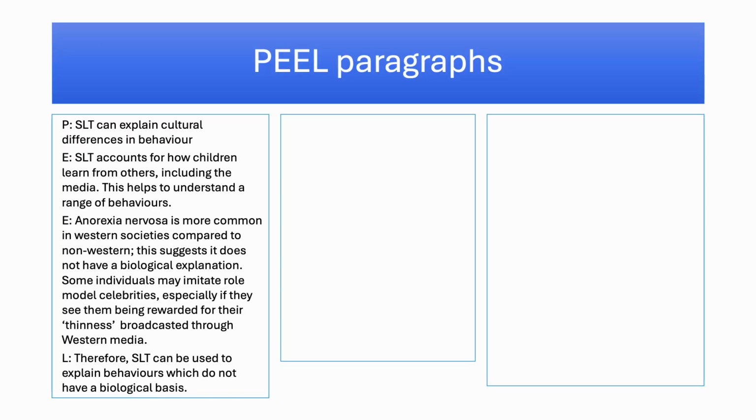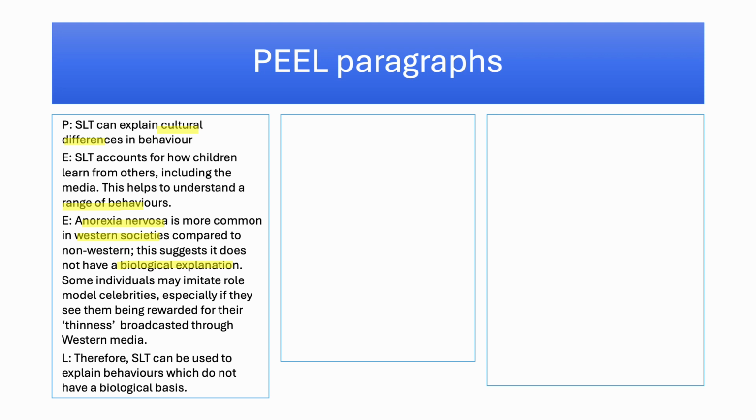So, social learning theory explains cultural differences in behaviour. This is, of course, a good thing because it can account for how children learn from others, especially the media, and helps us to understand a range of behaviours. Linking that to these cultural differences, anorexia or eating disorders that are more common in Western societies suggests that that's not biological. If it varies across the world, it's not innate within humans.